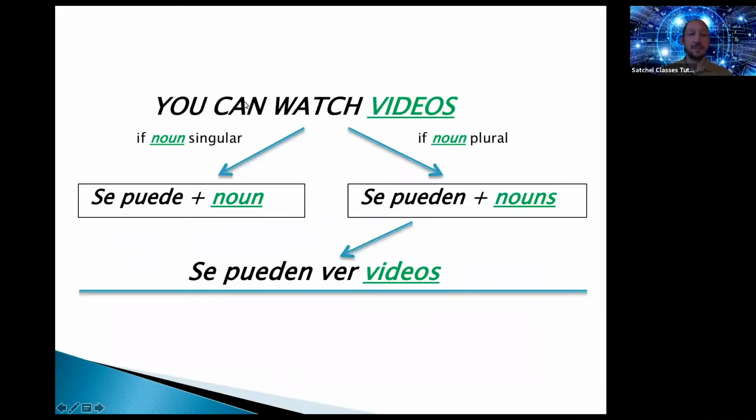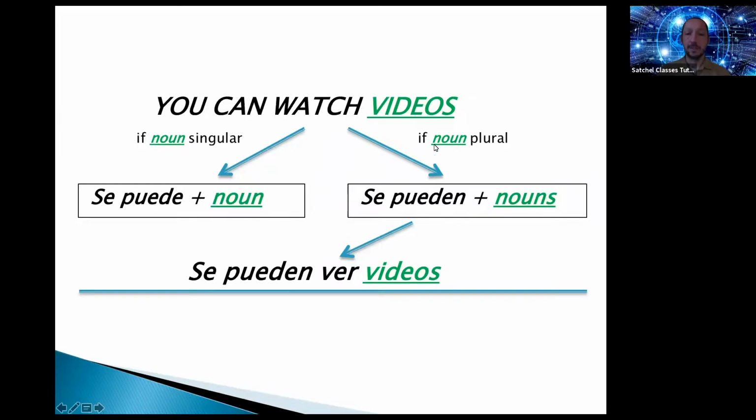So let's have a look at this sentence in English. Say you want to say you can watch videos. You can watch videos, and you think, how do I say this in Spanish? Right. The first thing you need to think of is the noun. This word here, videos. And you need to think, is this in plural or is it in singular? Now, if the word is in plural, right, we need to make a slight change here to the word pueden. We need to add an N. That's a plural, se pueden. If your word is singular, then you say se puede. Now, for instance, in this case, you can watch videos, se pueden ver videos.